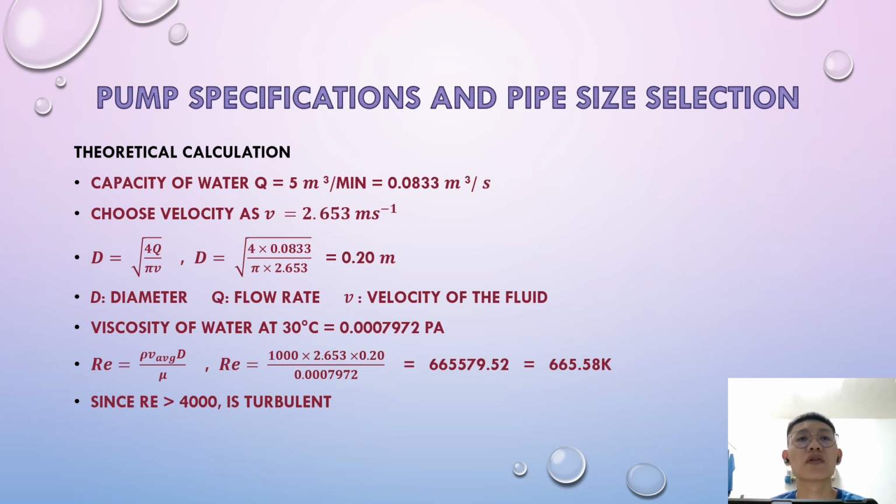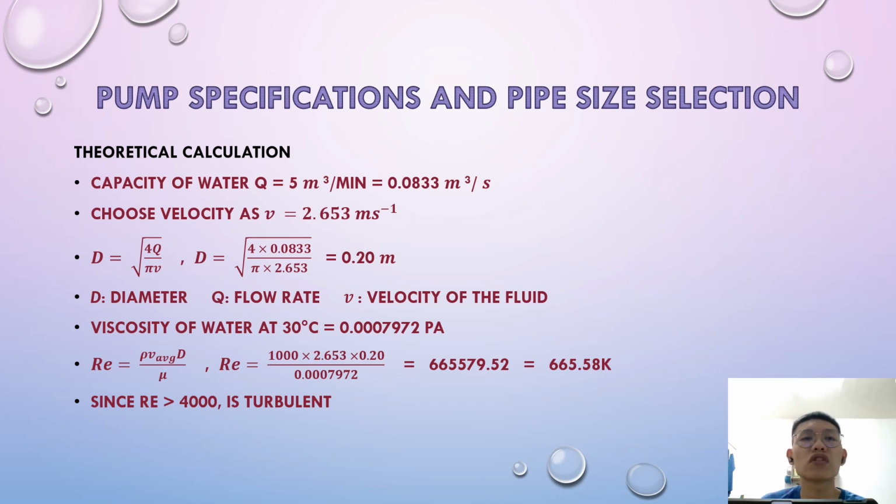The given diameter formula is D equals the square root of 4Q over pi V. So we will substitute the values into the formula to find D: square root of 4 times 0.0833 over pi times 2.653. So we get the diameter of the pipe as 0.20 meter.